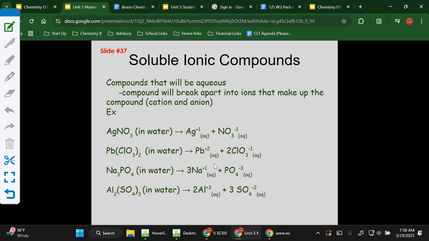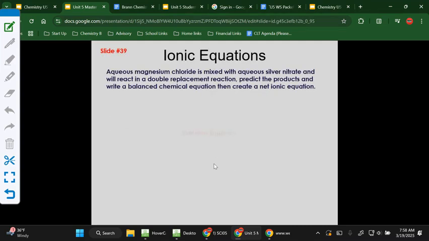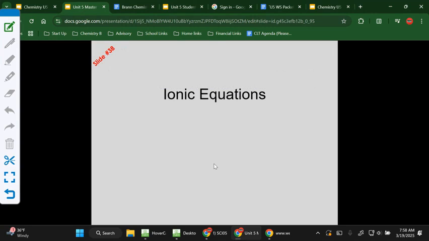Okay. So, if we talk about ionic equations, ladies and gentlemen, an ionic equation is when you have either a single replacement or a double replacement, and you have ionic compounds in them. Those that we were just showing you are ionic compounds. Okay? Those are ionic compounds.